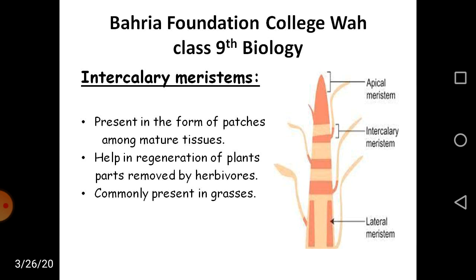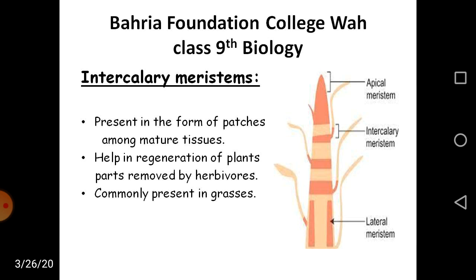Intercalary meristem is mostly present in the grasses, and this meristem is present in the form of patches between the mature tissues. In this diagram you can see two colors. The light yellow color shows the mature cells, and the orange color shows meristems. So you can see that intercalary meristem is present between the mature cells, and these intercalary meristems help in the regeneration of plant parts that are removed by herbivores.